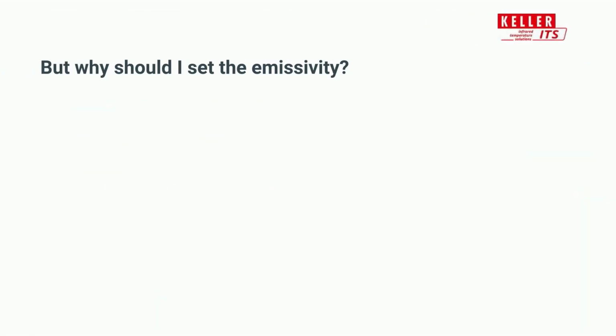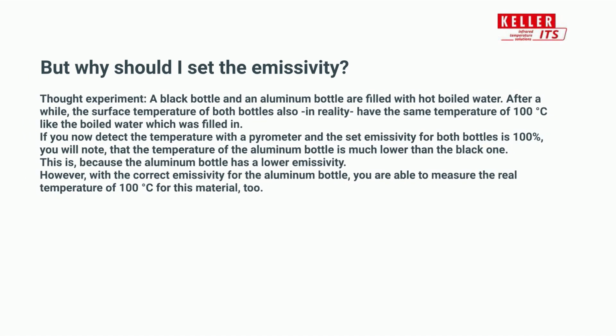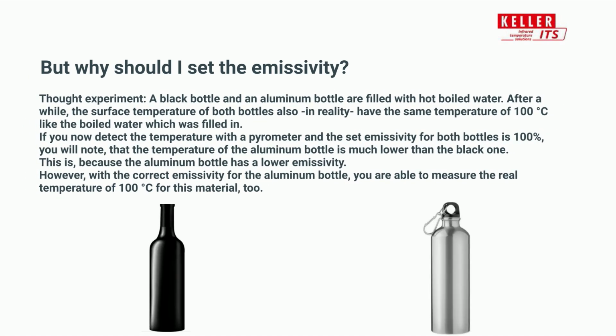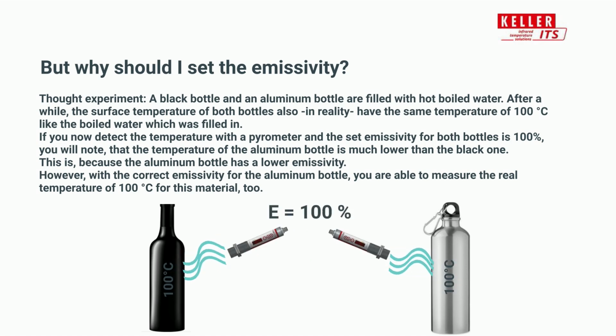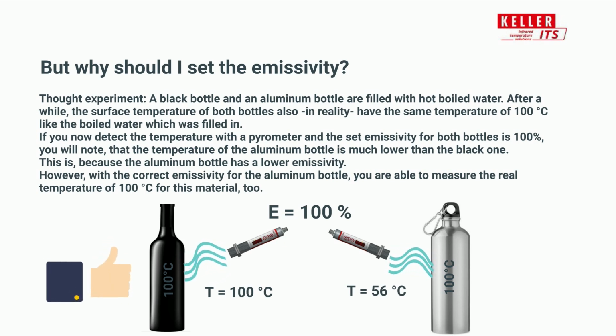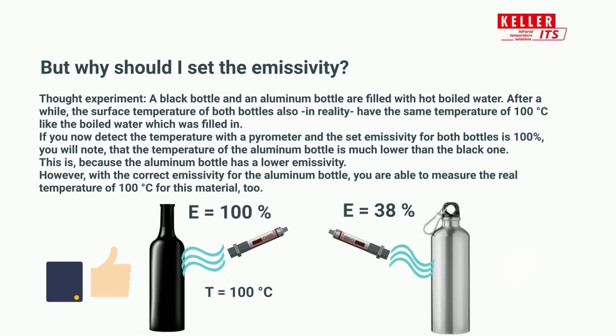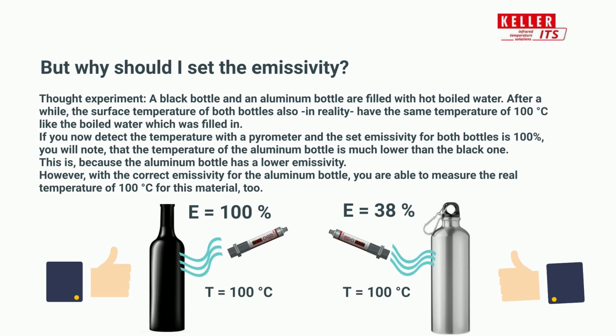But why should you even set the emissivity? Well, let's make an example. A black bottle and an aluminium bottle are filled with hot boiled water. After a while, the surface temperature of both bottles is the same 100 degrees, like the boiled water which was filled in. If you now detect the temperature with a pyrometer and the set emissivity for both bottles is 100%, you will note that the temperature of the aluminium bottle is much lower than the black one. This is because the aluminium bottle has a lower emissivity. However, with the correct emissivity for the aluminium bottle, you are able to measure the real temperature of 100 degrees for this material too. This sounds easy, doesn't it?